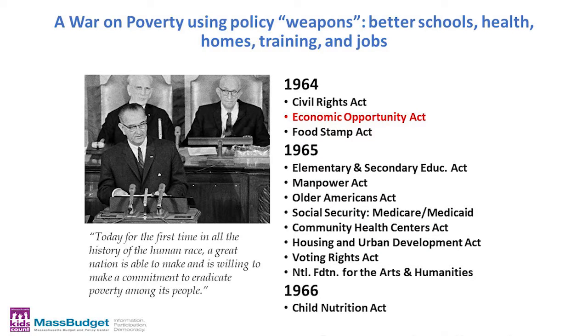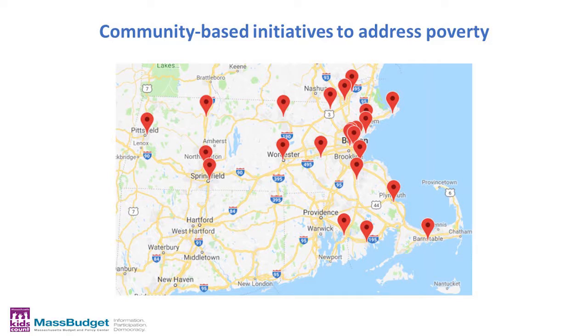I'm just going to highlight in 1964 the Economic Opportunity Act. And on signing the act, the president said, "Today, for the first time in all the history of the human race, a great nation is able to make and is willing to make a commitment to eradicate poverty among its people." And how did they do that? One of the ways you know very well. This is the network of the community action agencies that was created with the signing of the Economic Opportunity Act in the 60s. So there you are out in the corner. This is part of what this war on poverty was all about.